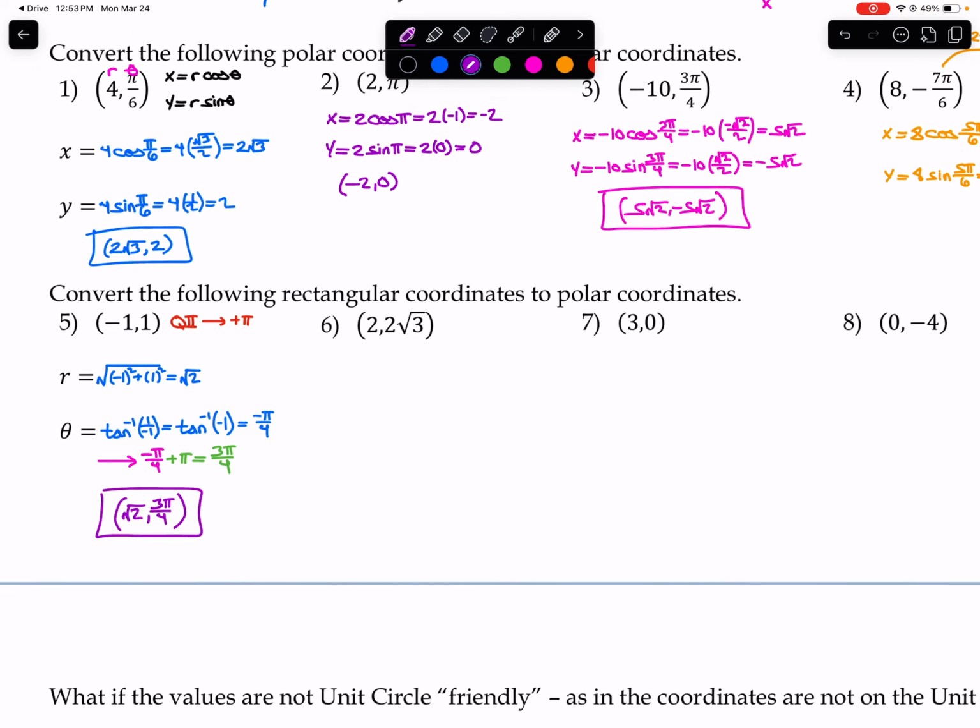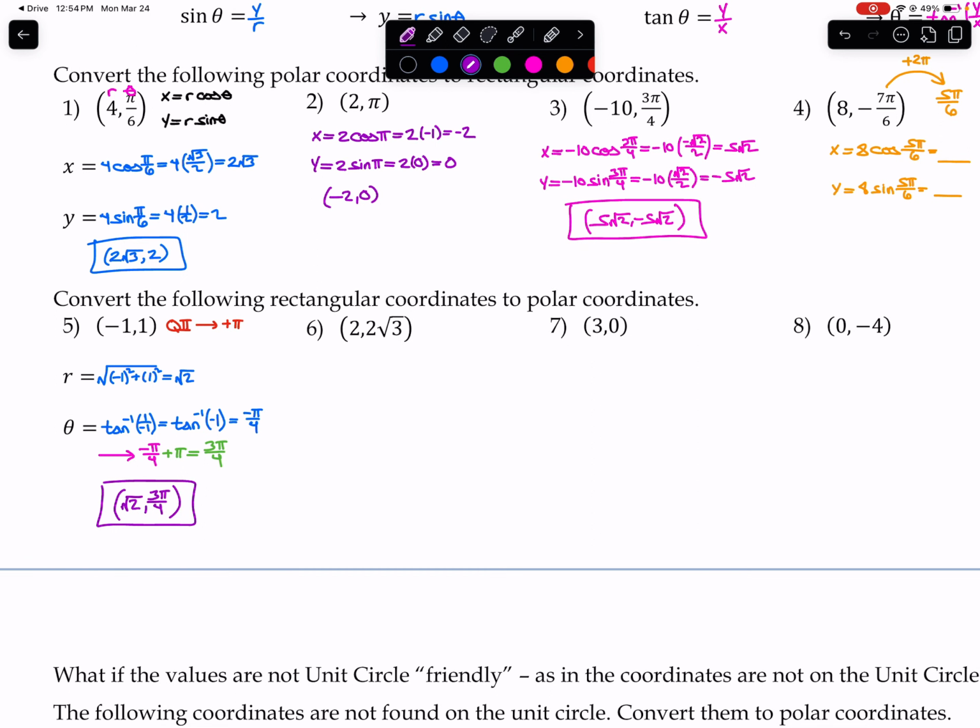So I'll give you guys a few minutes. I want you guys to pause here and actually try 6, 7, and 8. I know 8's a little tricky, but think about the direction of the original coordinate. That'll be my hint.